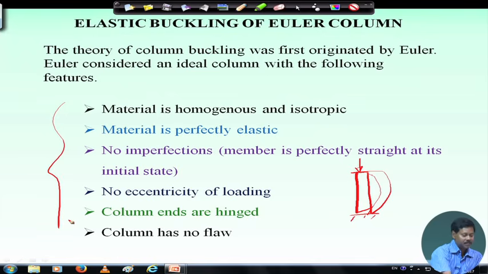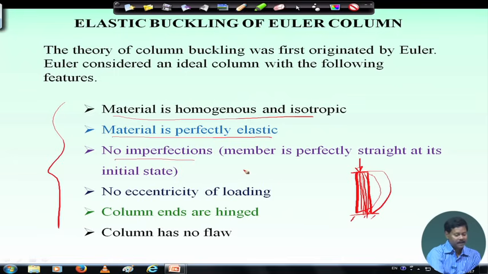One is that the material is homogeneous and isotropic. That means the material throughout its length will be homogeneous and isotropic. There will be no change of material properties. Then the material is perfectly elastic. That means this buckling theory will be true up to the elastic limit. Then no imperfection, that means the member will be perfectly straight at its initial state and there will be no flaw of the geometry and material across the member.